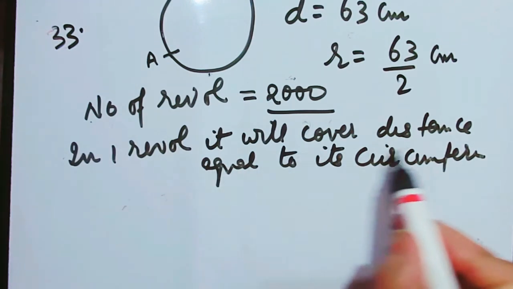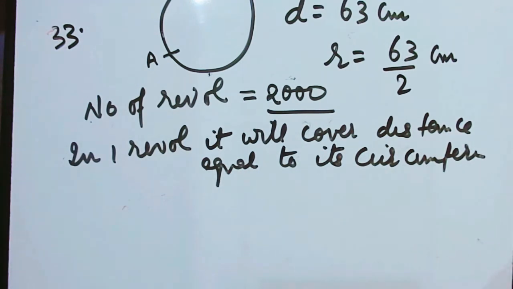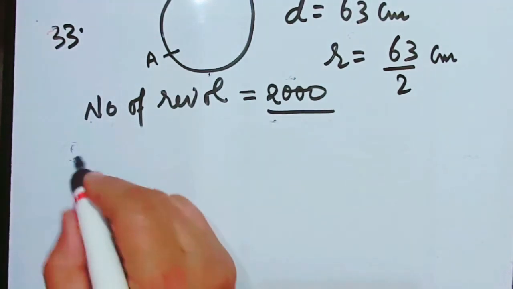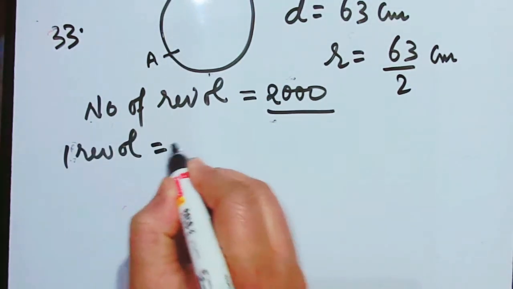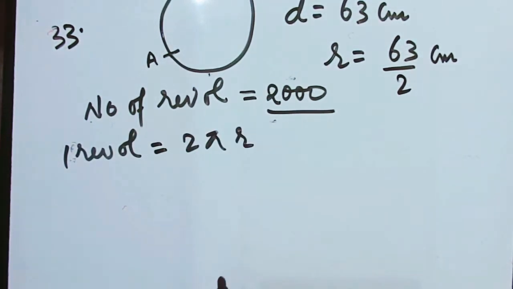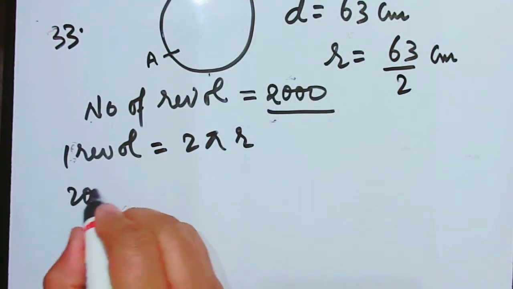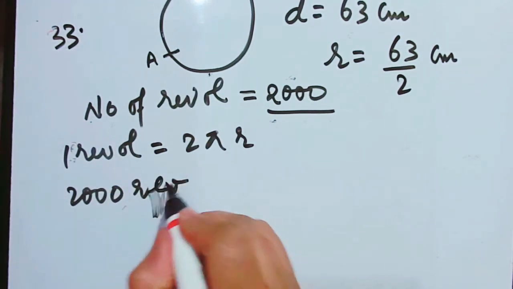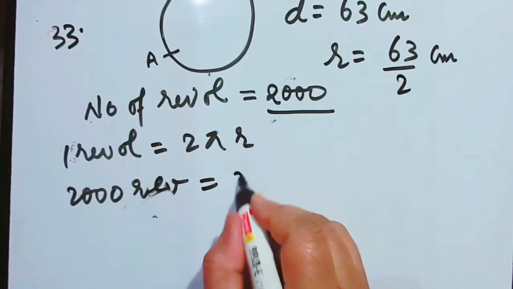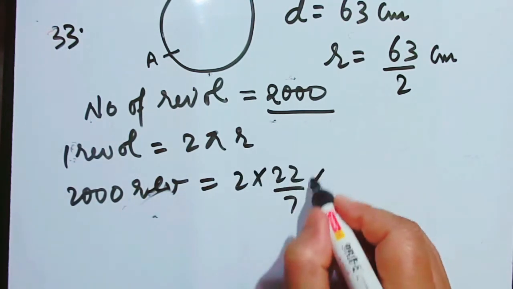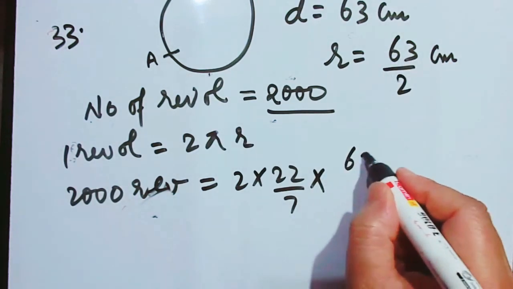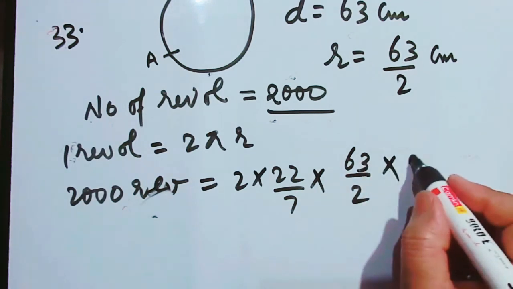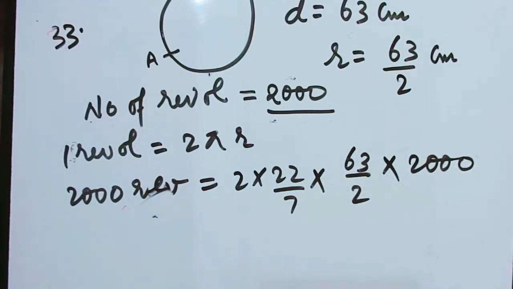So in one revolution it will cover a distance equal to its circumference. Well, and what is the circumference? So let me write it once again, that 1 revolution is equal to 2 pi r. Therefore 2000 revolutions will be equal to how much? 2 into 22 by 7 into r, which is already given as 63 by 2, times how much? 2000. So when we solve this, isn't it?